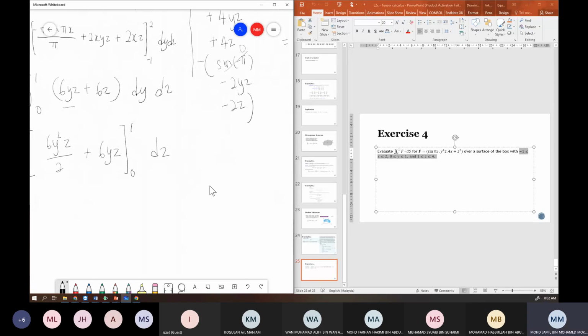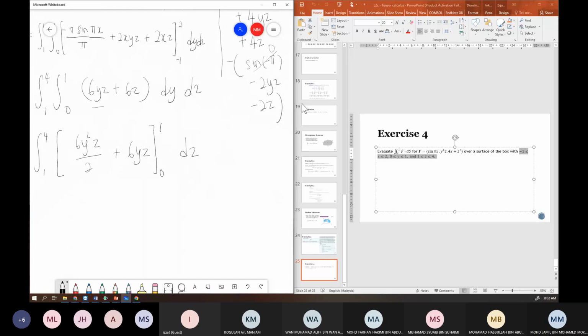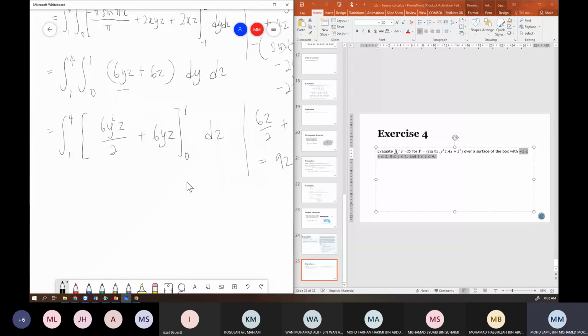Okay, so evaluate this. Substitute 1 for y, so we get 6z over 2 plus 6z minus 0. If you substitute 0, you get 0. So here you get 9z. And then substitute 9z into this.